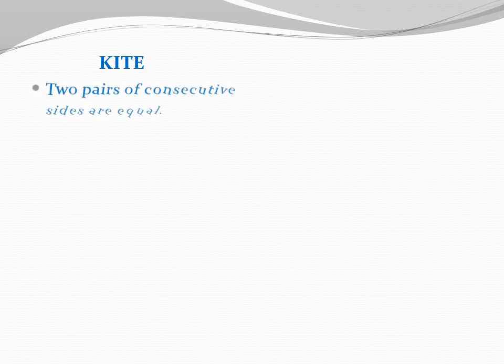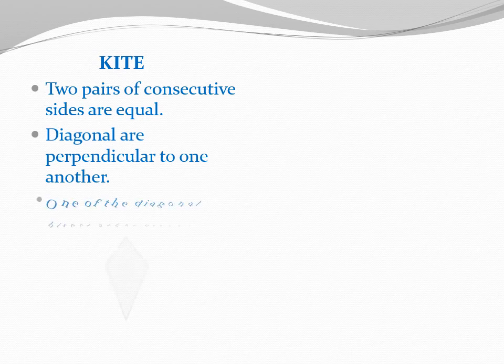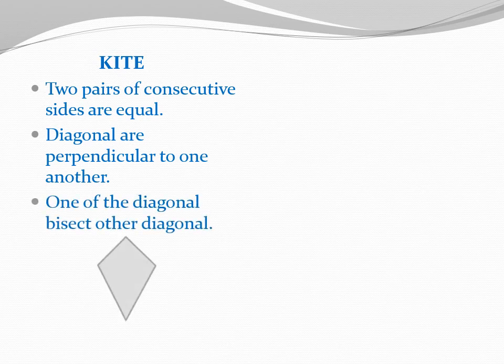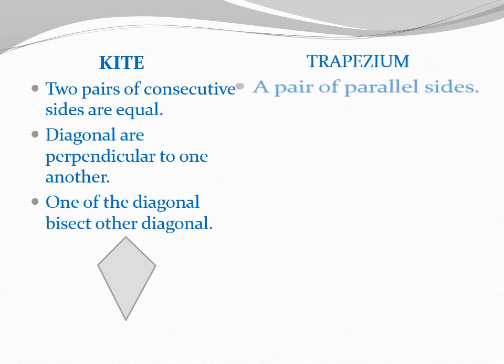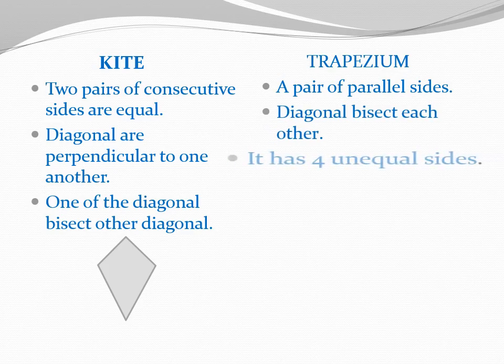Next one is a kite. Two pairs of consecutive sides are equal. The diagonals are perpendicular to one another. One of the diagonals bisects the other diagonal. And for trapezium, there is a pair of parallel sides. Two sides are parallel and the diagonals bisect each other. It has four unequal sides.